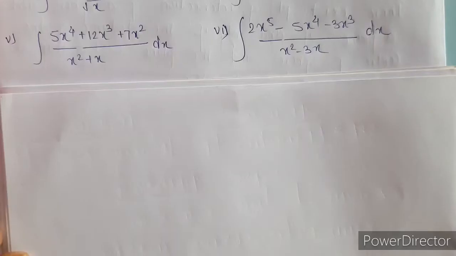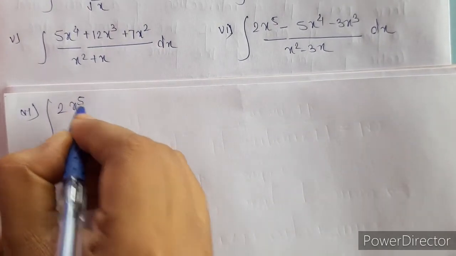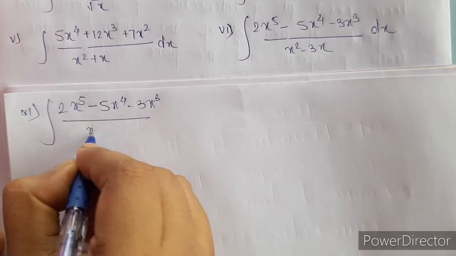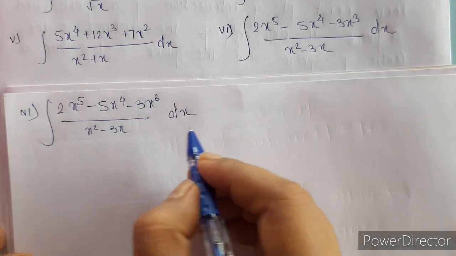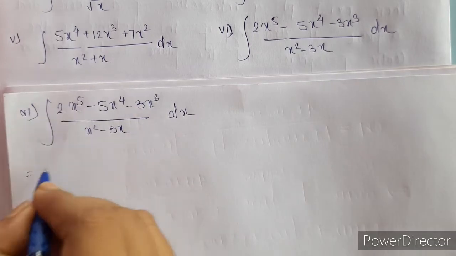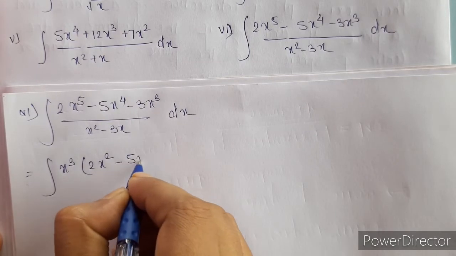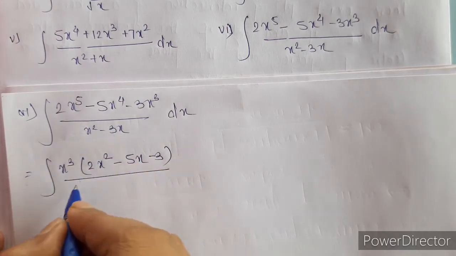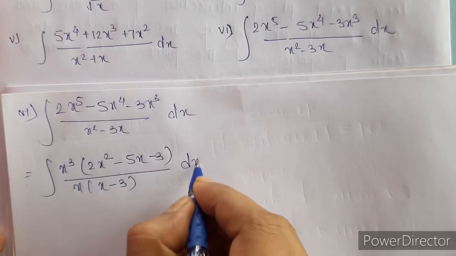Now last problem. The sixth problem is the integral of 2x to the power 5 minus 5 times x raised to power 4 minus 3 times x cube, by x square minus 3x, with respect to x. So here we can take x cube common. If I take x cube common, remaining is 2 times x square minus 5 times x minus 3, by, again from here I can take x common, so x minus 3, with respect to x.